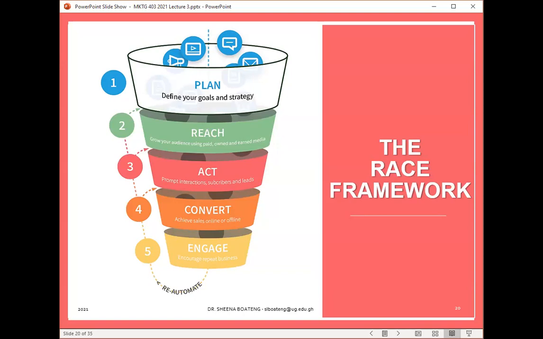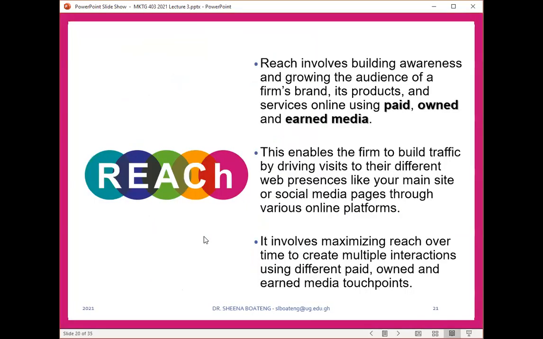So in formulating the strategy, you need to formulate it such that it helps you to move through these 4 stages in an incremental manner, such that you start from the objective of enhancing your reach, followed by enhancing action, followed by enhancing conversions, and then followed by enhancing engagement. Now, at each of these levels, there are specific objectives that the firm hopes to achieve. And we are going to go through these one after the other.